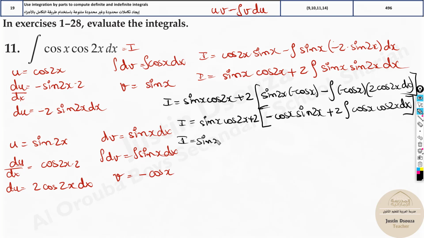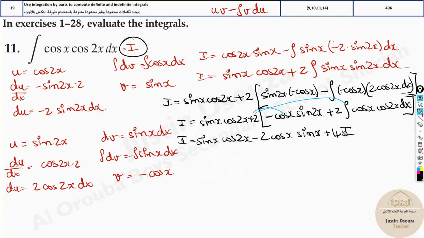It will be sine x cos 2x plus. Now here, I'll multiply to this term first. It's going to be minus 2 cos x sine 2x. And let me just show this 2 over here and over here as well, right? So that is going to be plus 4. Now what is this exactly? Integral of cos x cos 2x dx. It's I. Over here we have, so for this entire thing, I'll write it as I. So this is what happens.